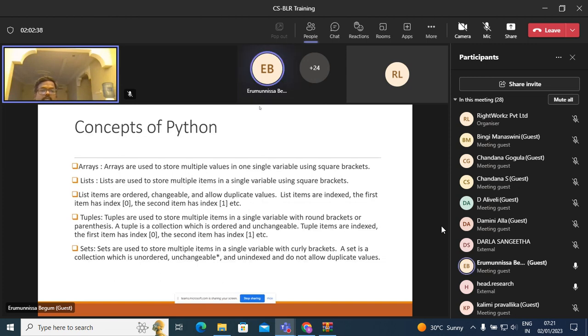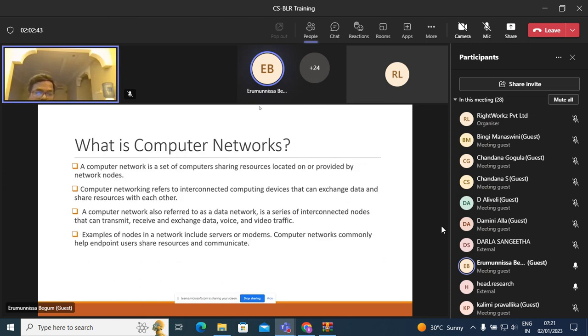Then, what is a computer network? It's a set of computers sharing resources located on or provided by the network nodes. A computer network refers to interconnected computing devices that can exchange data and share resources with each other. A computer network, also referred to as a data network, is a series of interconnected nodes that can transmit, receive, and exchange data, voice, and video traffic, etc. Examples of nodes in a network include servers and modems.